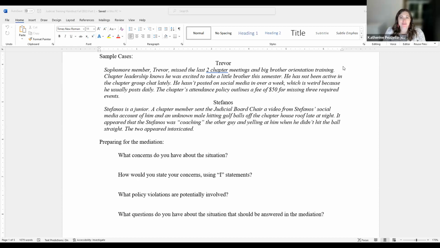So the point of this one is there are unspecific and vague things going on here, like the unknown male. You want to get those details before jumping to conclusions, and that information might help guide what approach you take, whether it's mediation, judicial board hearing, or chapter hearing. Any other questions you have about the situation that you'd want to get answered?